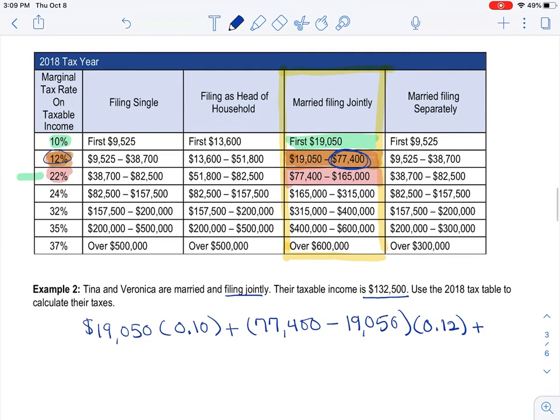And then whatever I have from $77,400 to what they actually earned is taxed at 22%. So that's why it's going to be what they earned, take away what we've already taxed them on. And that's 0.22 as a decimal.